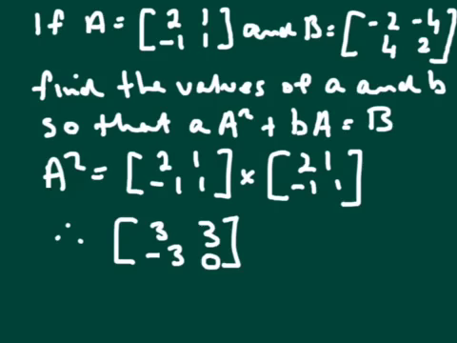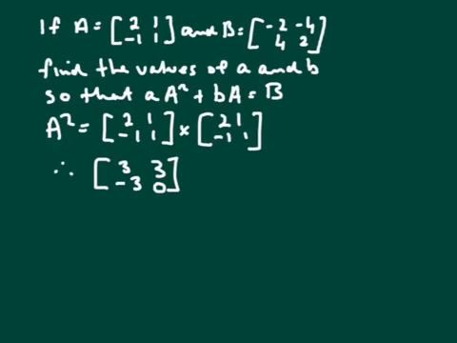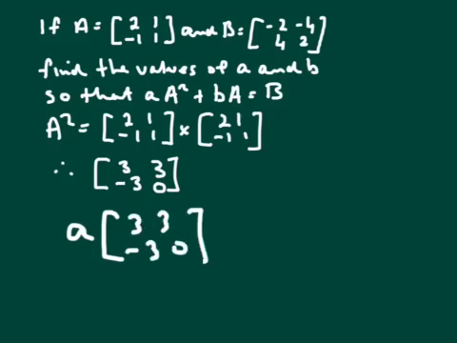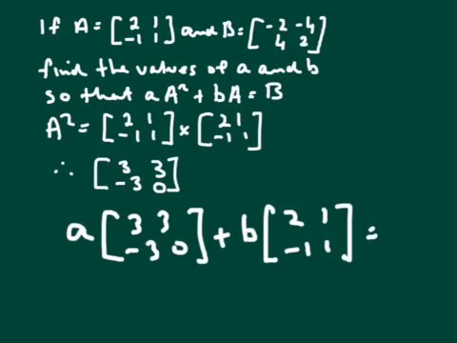Alright, so what we know at the moment is that, let's reduce this a bit, A times A squared, so that's 3, 3, -3, 0, plus BA, so it's B and the original matrix A, which is 2, 1, -1, 1, must equal matrix B, which is -2, -4, 4 and 2. Okay, just squeaks in.